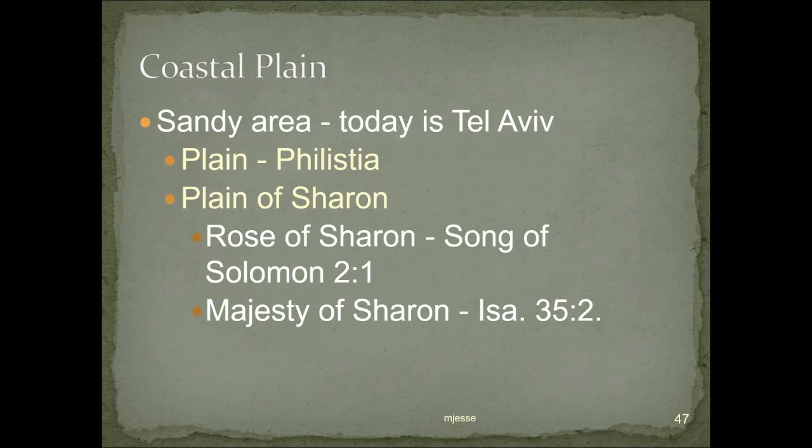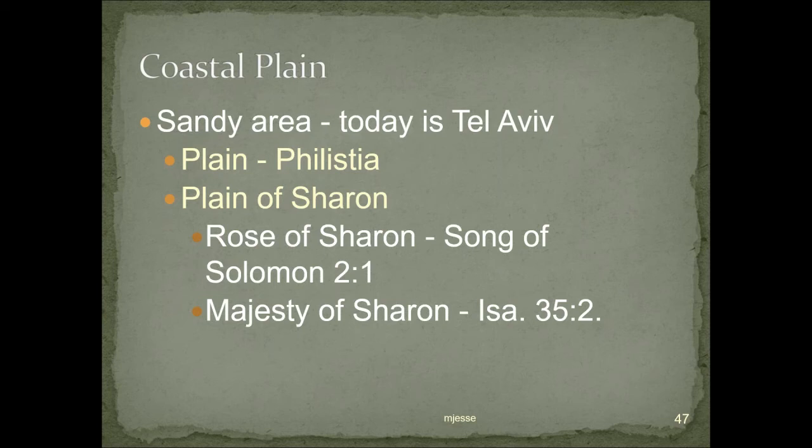The coastal plain is a sandy area about 12 miles long from Gaza to Joppa, and today it's referred to as Tel Aviv. The plain itself was called Philistia and was the home of the Philistines. The plain of Sharon begins at Joppa and ends north of Caesarea, which was built in New Testament times. The Bible refers to this area as the Rose of Sharon, and we see that referenced in the Song of Solomon, chapter 2, verse 1.